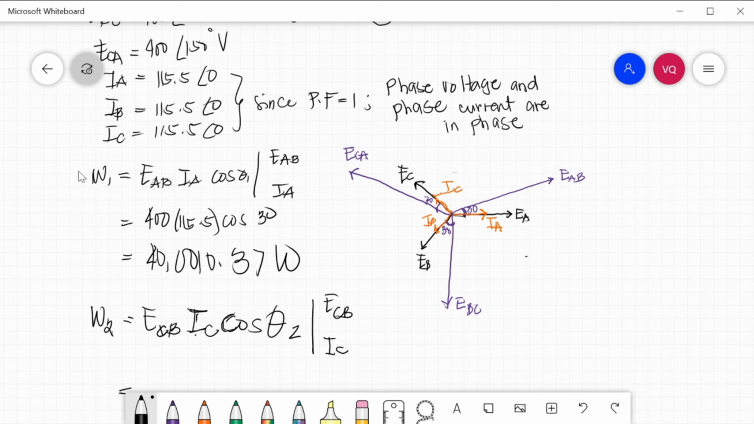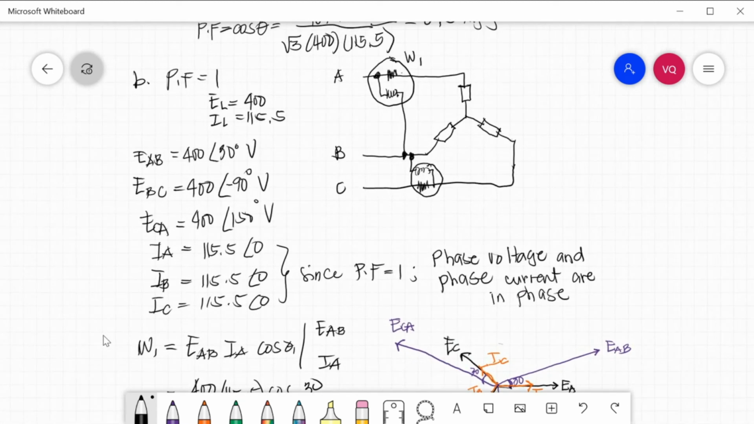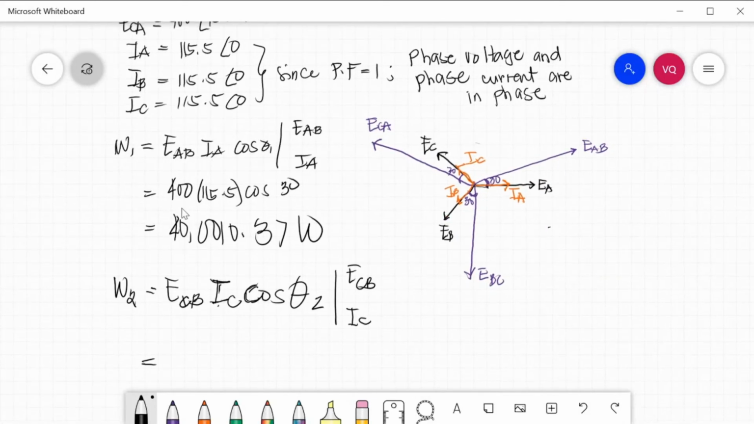Now, what will be the reading of wattmeter 1? Our wattmeter 1 is connected with the ammeter IA, and the voltmeter EAB, so E, A, and common to B. While the other one has current IC and the voltmeter connected in line C to line B. So their common point is line B. Now, your EAB is equal to 400 and your line current is 115.5. So what will be the angle between your EAB and IA? That is your power factor.